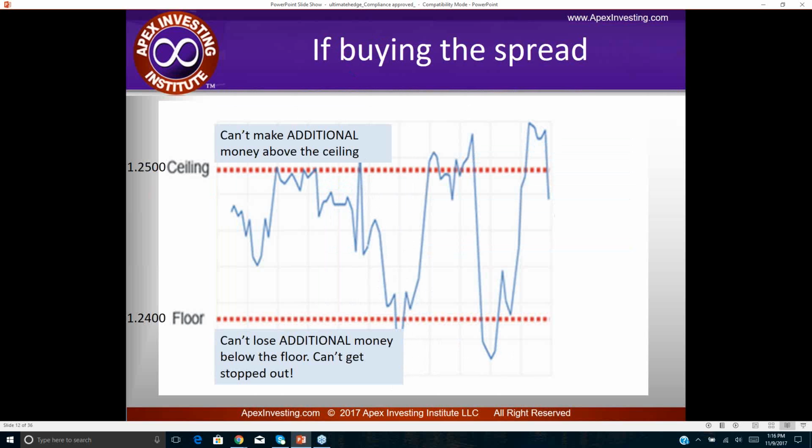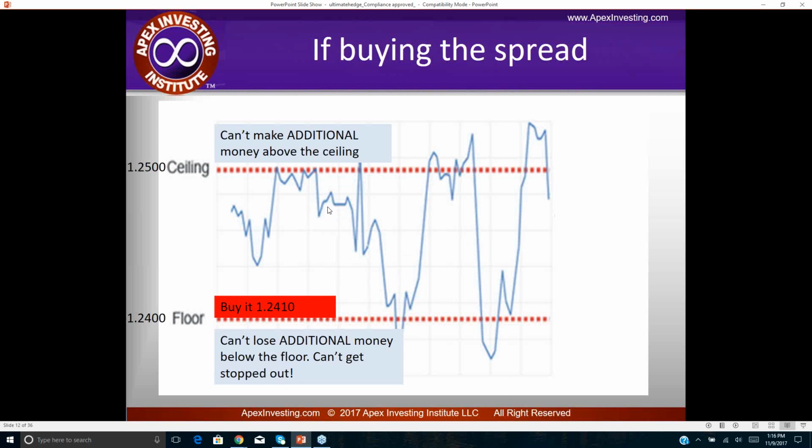So for buying a spread, it's the exact opposite. If I'm buying, I think the market's going up. I can't make additional money above the ceiling, the top of the box. If I think the market's going up and I'm wrong and it goes down, I don't lose additional money below the box. So it all depends on where I buy this spread. Depending on where the market is or where the price of the spread is, I can buy it all over the place.